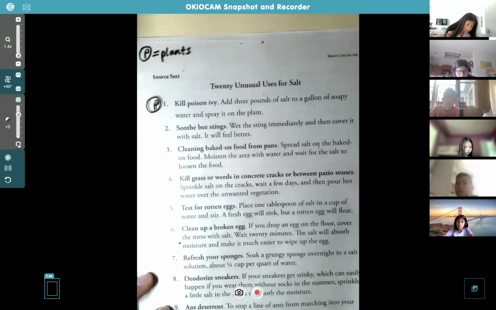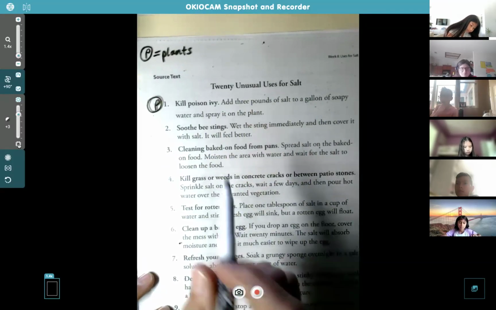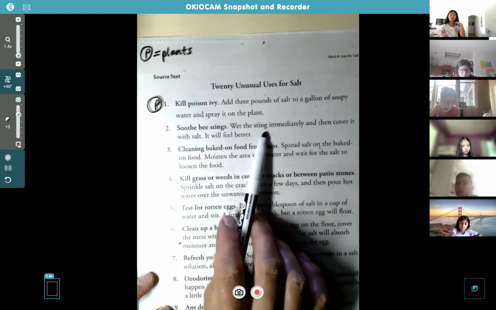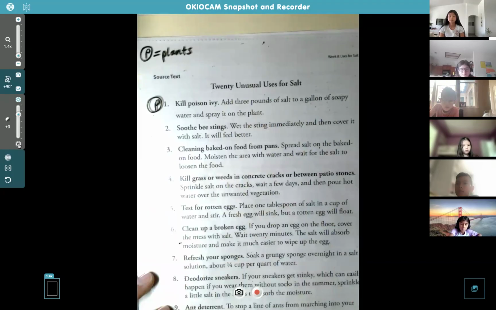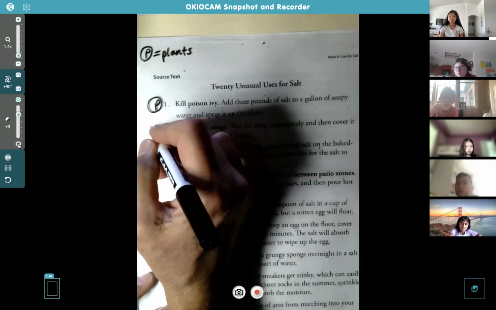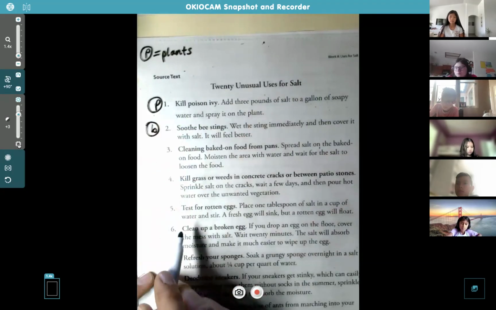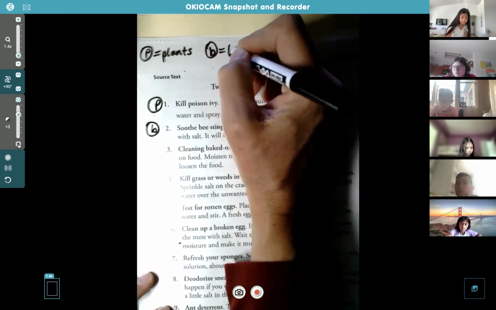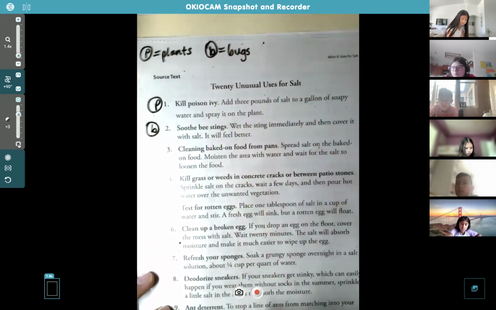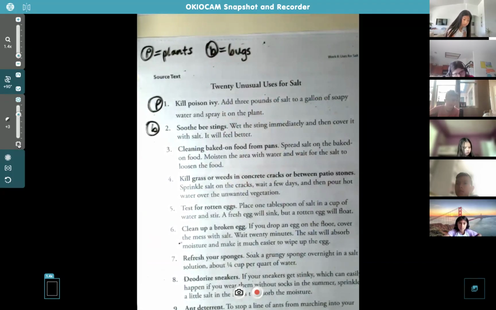Number 2, soothe bee stings. Wet the sting immediately and then cover it with salt. It will feel better. Bee stings. I'm going to put a B for that one, and we're going to call this one bugs. I know this is different. Just hang in there with me. It'll make sense as we go.